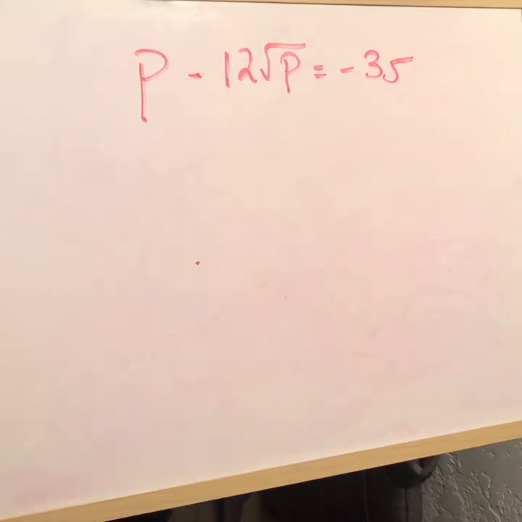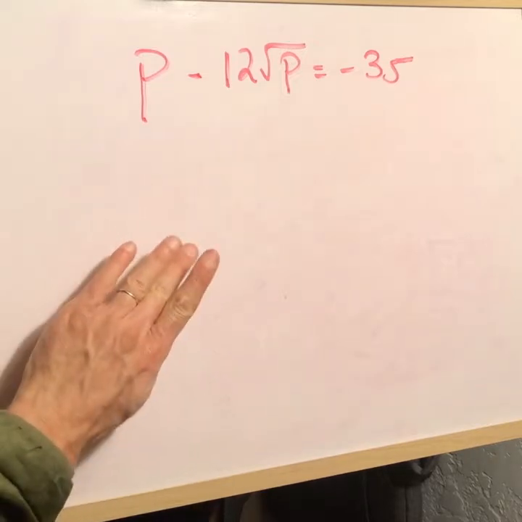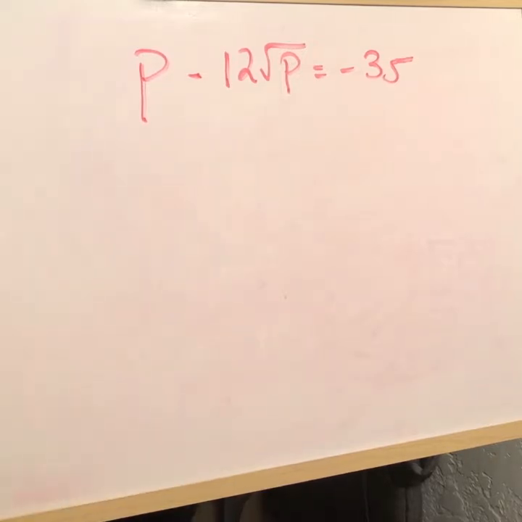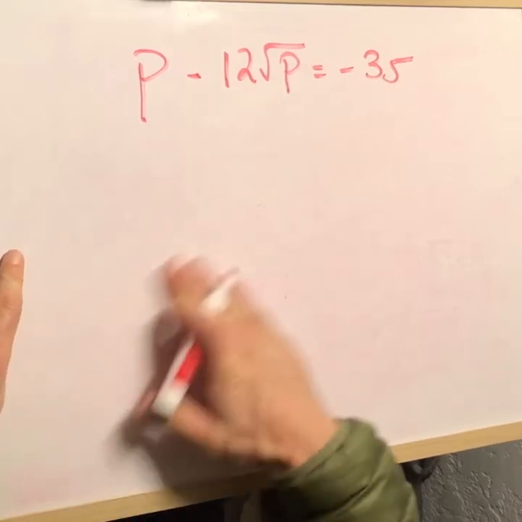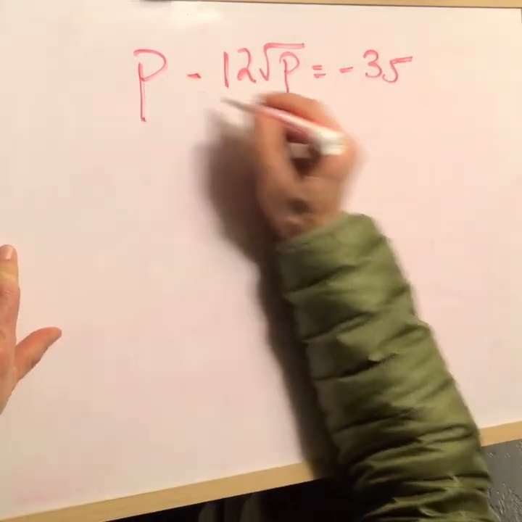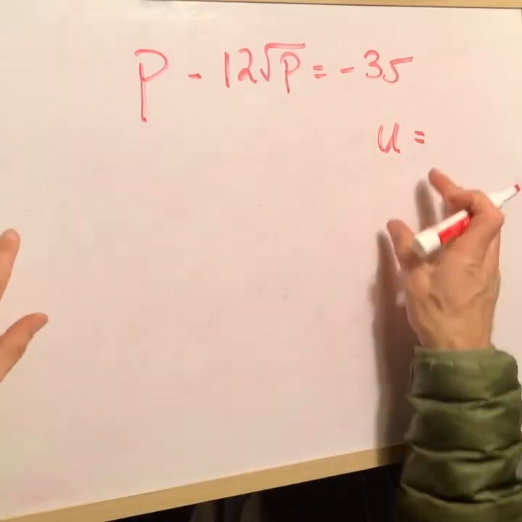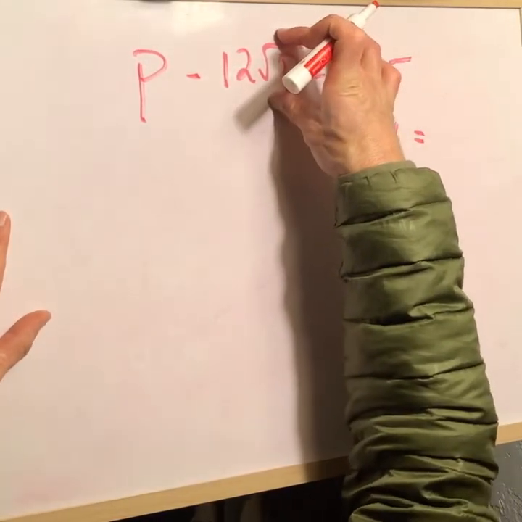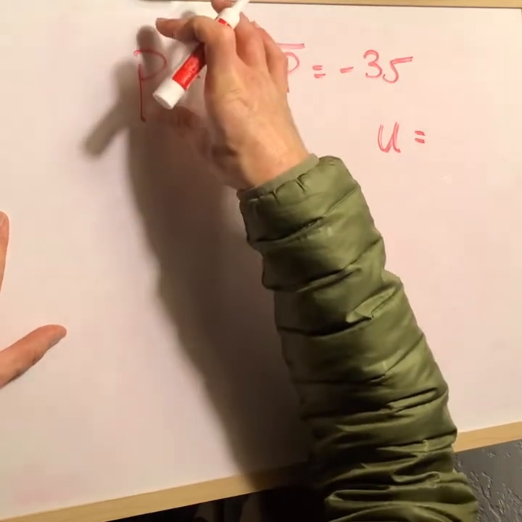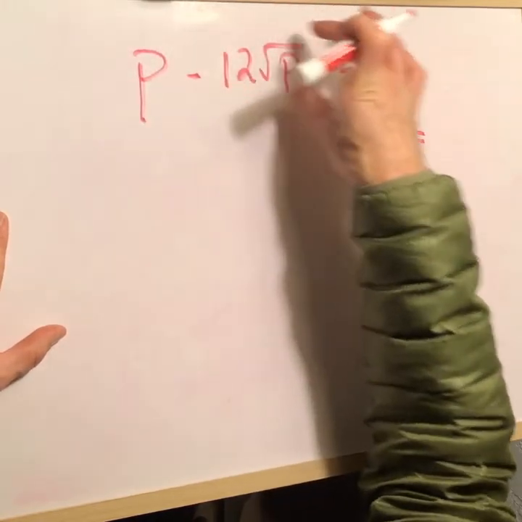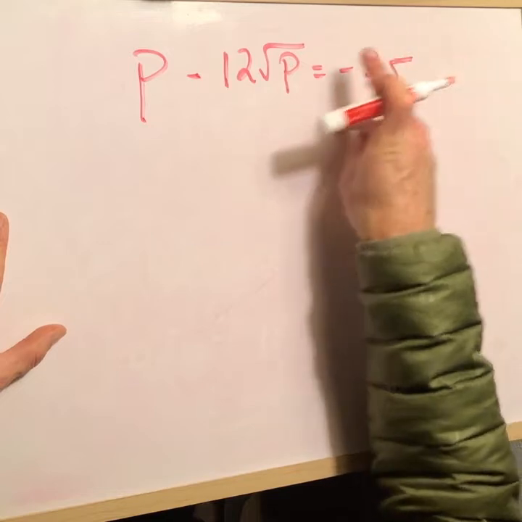Pause the video and see if you can solve for P. All right, if you pause the video, the first step you should do is substitute P for a U. And the safe bet is what? Think of it as ax squared plus bx plus c. We're going to move this over later on.